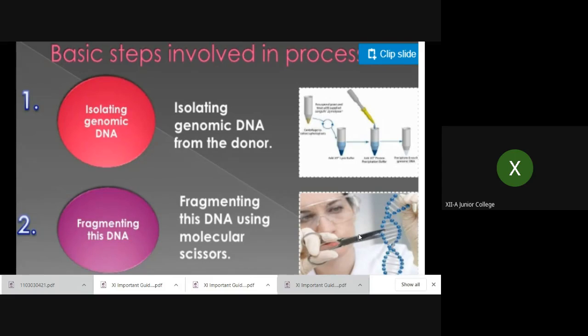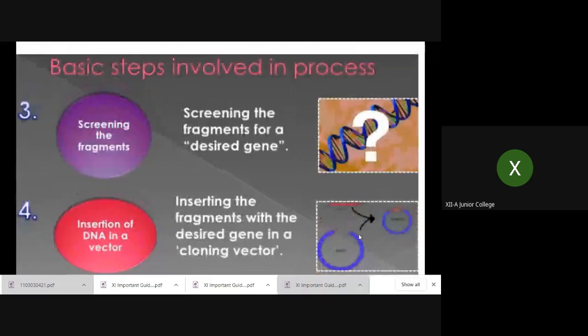So what are the scissors used here? These molecular scissors are also called chemical scissors or biochemical scissors. They are nothing but restriction endonuclease enzymes. Different types of restriction endonuclease enzymes are there. So fragmentation of this DNA is done with the help of molecular scissors like restriction endonuclease enzymes. Now the long DNA molecule is cut into small fragments.